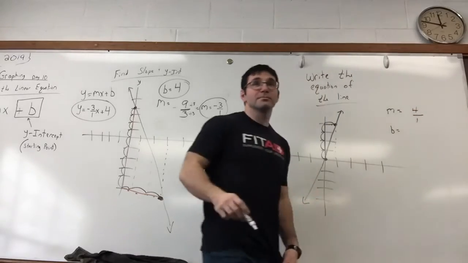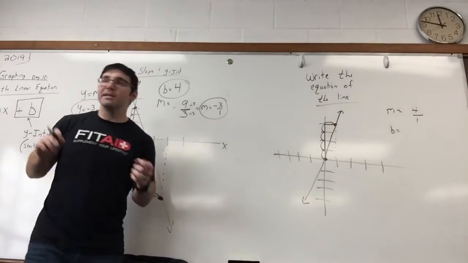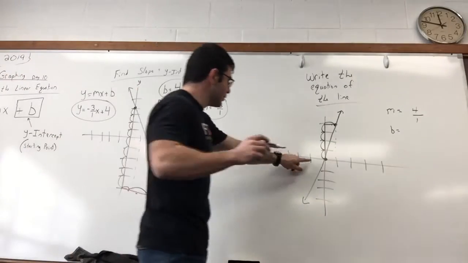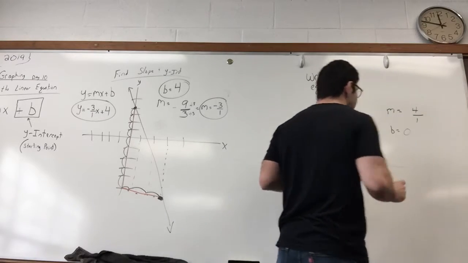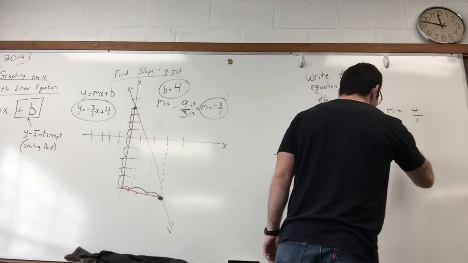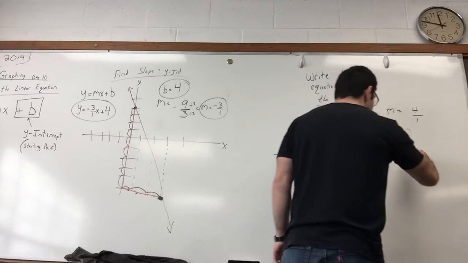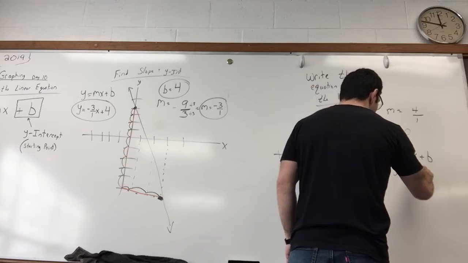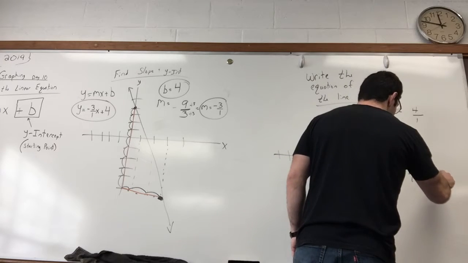Is that what you got? Yeah. Beautiful. B is my starting point. Where are we starting, Alyssa? At 0. The origin is 0. So when I write this equation, we know it's y equals mx plus b. Well, my m is 4 over 1x.